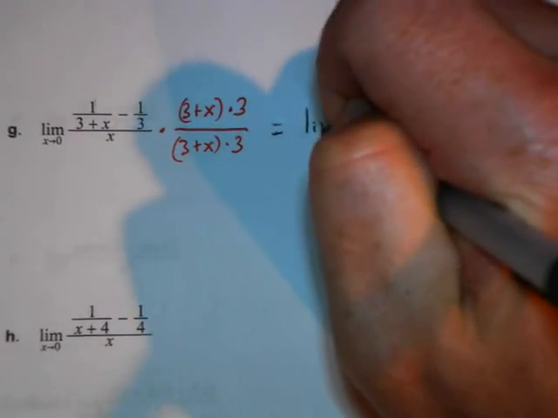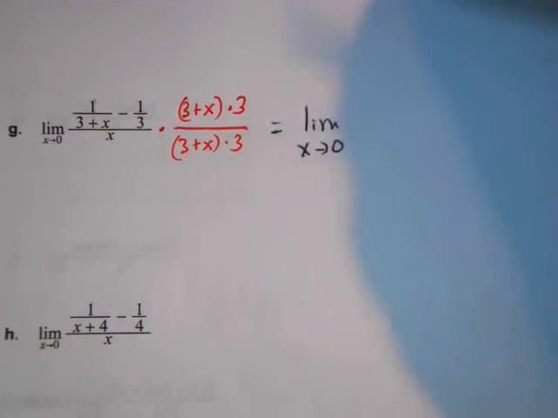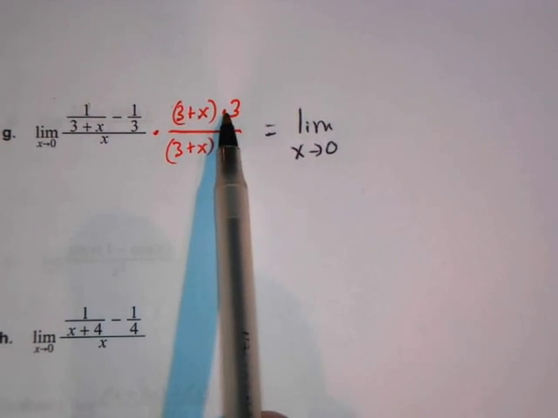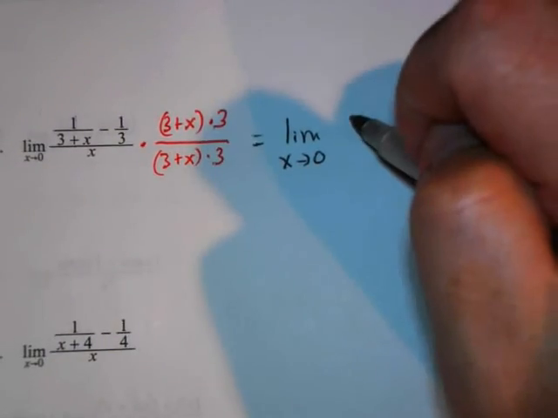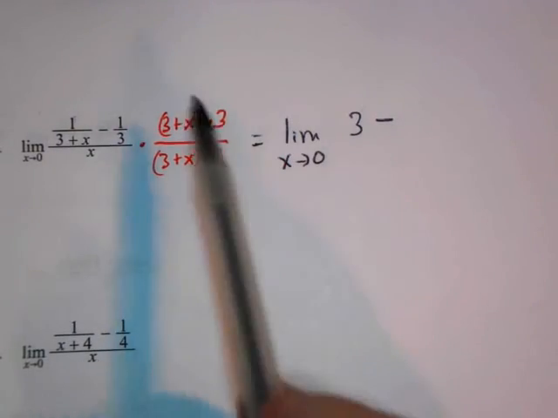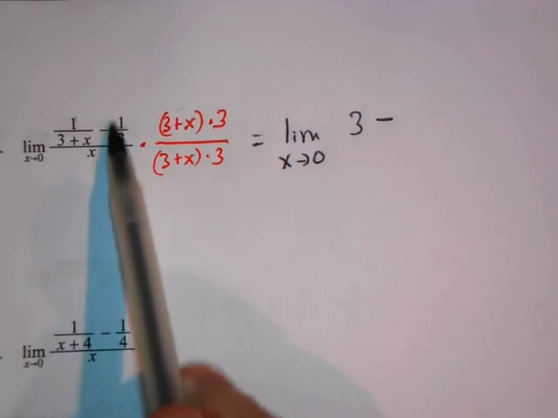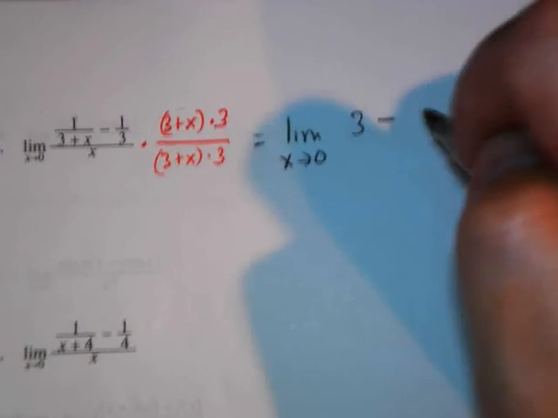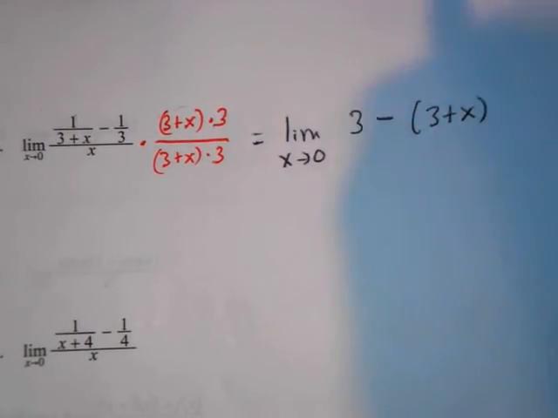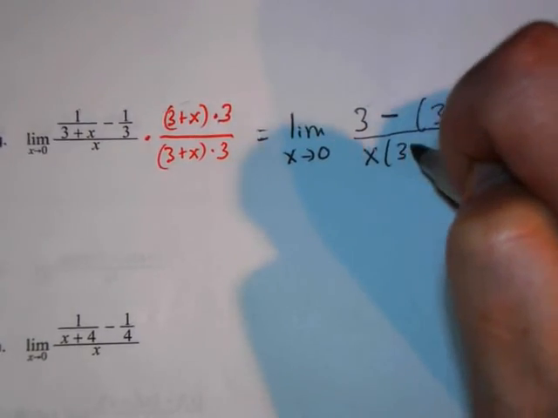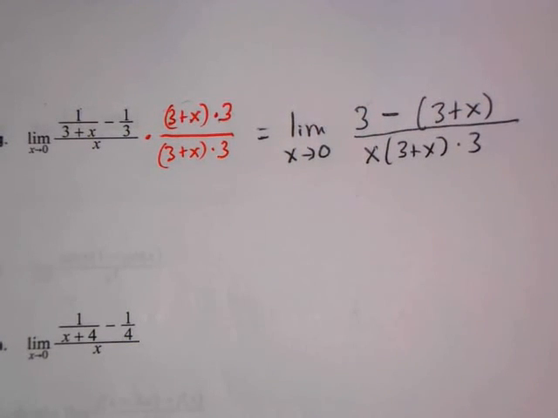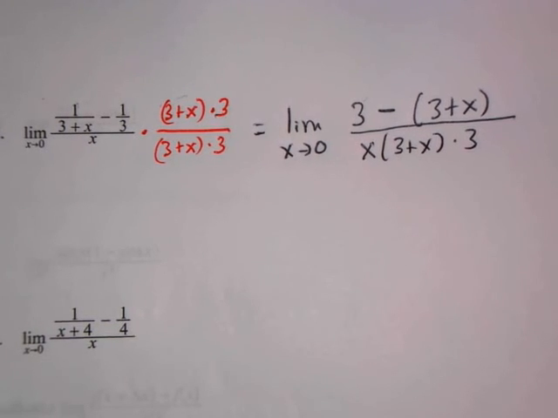So this becomes a limit as x goes to 0. When I take 3 plus x times 3 and multiply it by this first fraction, the 3 plus x is reduced. So I'm left with 3. Minus, when I multiply this common denominator by this fraction, I can reduce the 3's, so I'm left with 3 plus x. And then down on bottom, I'll just leave it, x, 3 plus x, 3. Now, once again, some good things should happen. I should be able to do some pretty simple reductions, and something good should cancel out.